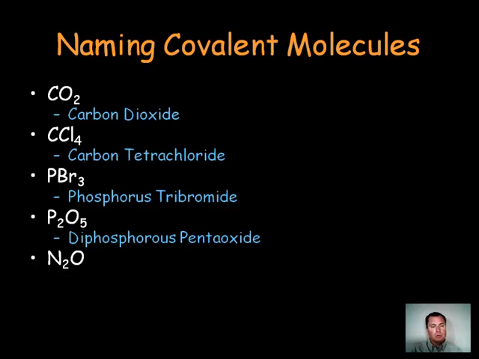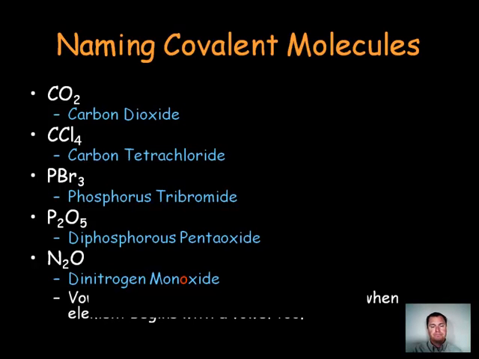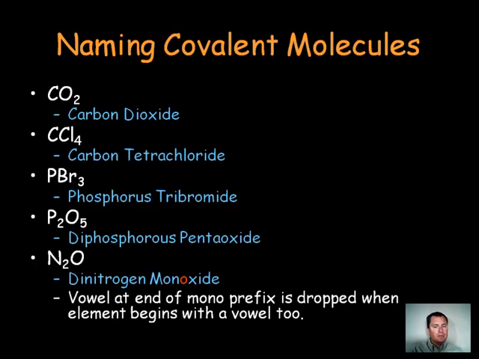One more, N2O. Okay, well, the first one's got 2, so it's got to be dinitrogen monoxide. Okay, notice we didn't put 2 O's. It wasn't mono and then oxide. We dropped one of the O's here, so it just becomes monoxide. When you have two of the same letters here, drop one of them. Monooxide would sound weird, so it's just monoxide. Okay, so the vowel at the end of the mono prefix is dropped when elements begin with a vowel too. Okay, so monoxide is the big one that we were worried about. Mono and then a vowel starting there.